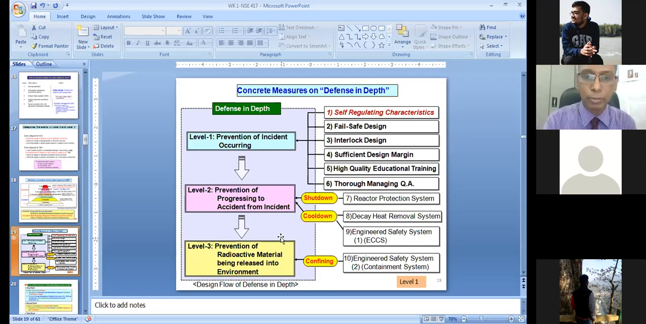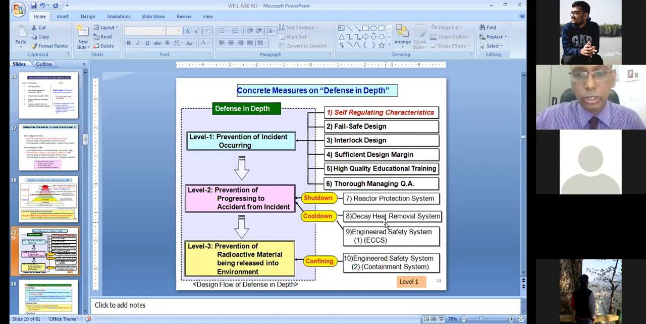Next, level 2, prevention of progression. I told you that is from incident to accident. That means abnormality is increasing. So you have to be prepared with the reactor protection system. You have to shut down the chain reaction so that your reactor power goes down.